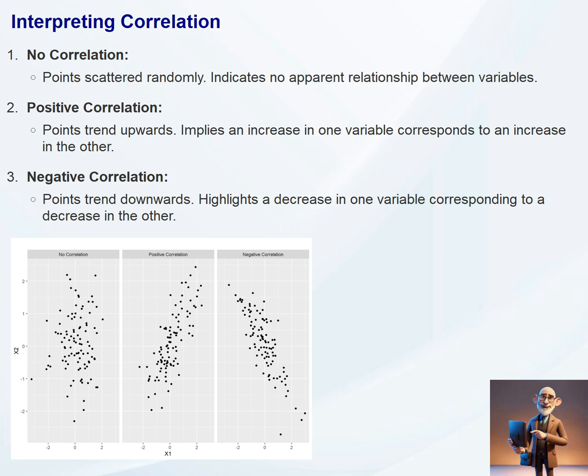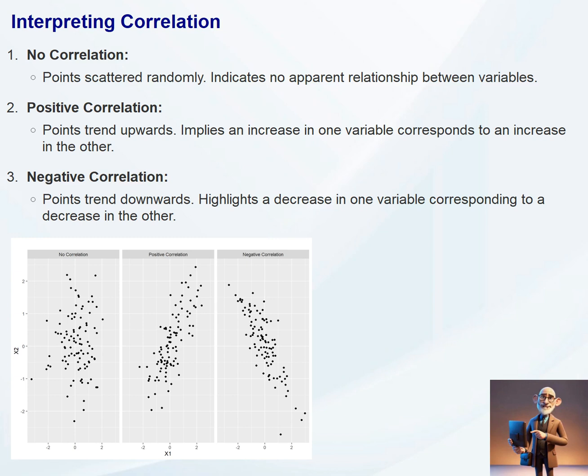When you look at the scatter plot, you'll notice points scattered randomly across the graph. This suggests that there is no apparent relationship between the two variables being compared. It's like trying to find a connection in a field of scattered dots.